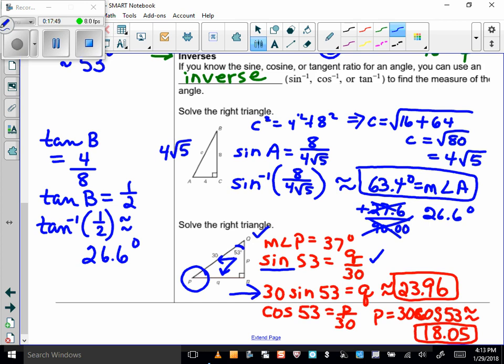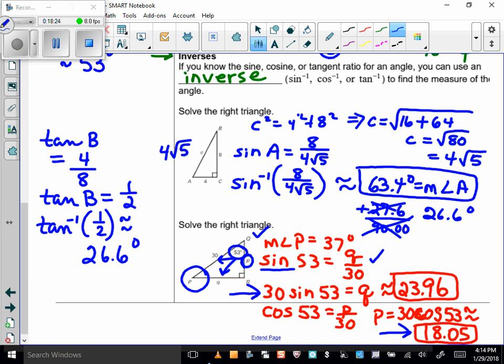Then I'm going to stick with angle 53 because I know that's right, and I'm going to use cosine, right? Because I need P now. Definitely do not want to use the Pythagorean theorem with these big numbers. I know that P is the side adjacent to 53, so I'm going to use cosine. The cosine of 53 is P over 30. Again, when I cross multiply, I get that P is 30 times the cosine of 53, which gives me about 18.05 for that side length P. So that's how we solve a right triangle.